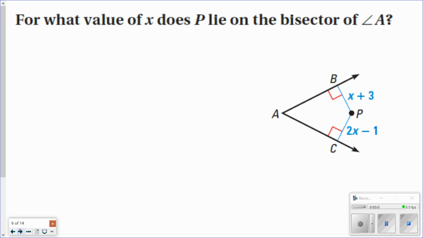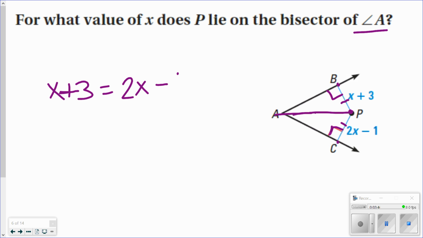For what value of x does P lie on the bisector of angle A? All right, so P must be equidistant from point B and from point C to be on the angle bisector. I do see 90-degree angles here, so that's good. So which value of x would make point P lie on the angle bisector? Well, I would just need to set these two equal to each other. So x plus 3 is equal to 2x minus 1.